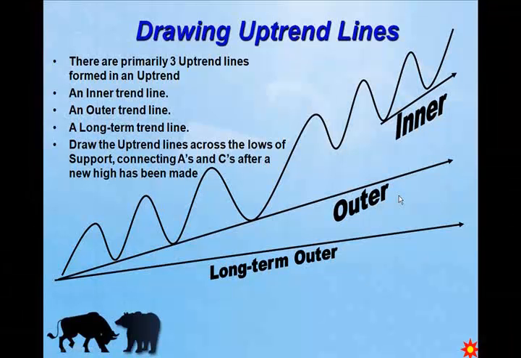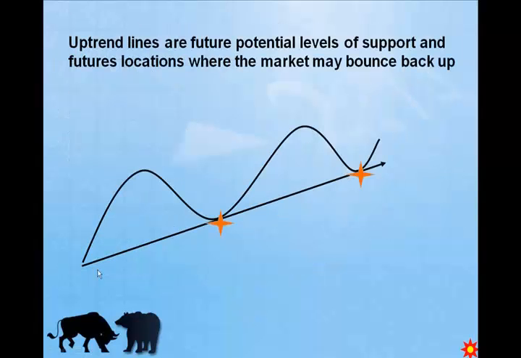Now, when we draw our trend line, the first thing we do when we open up the chart, we're going to locate all these A, B, C, D's. Then we're going to draw 3 trend lines. We're going to draw an inner trend line, an outer trend line, and a long-term trend line. Okay? An inner, an outer, and a long-term. And we're going to show you how to draw these trend lines.